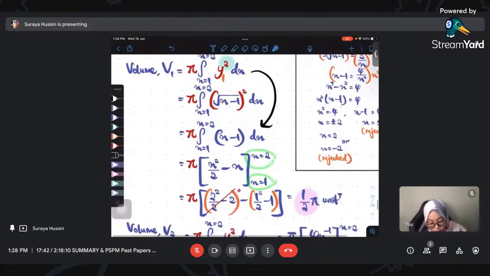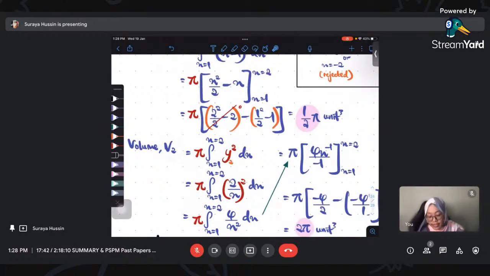And then do it, the integrated sub-in the value. Dalam exam PSPM memang wajib masukkan nilai ya. Sebab this is 1 mark. If you not practice from now, you akan hilang banyak markah lah in future. Okay, so this is 1/2 pi unit cube. Okay, so volume yang kedua, region yang kedua lah.